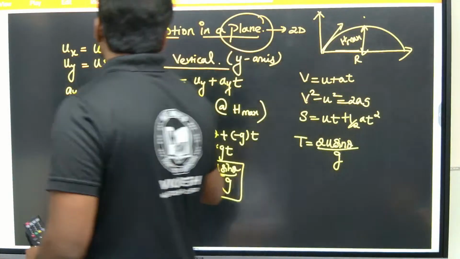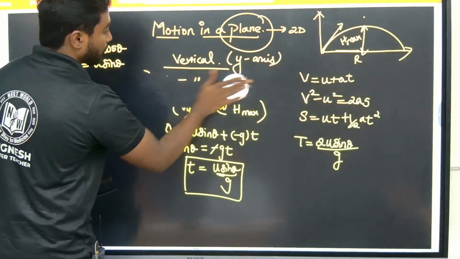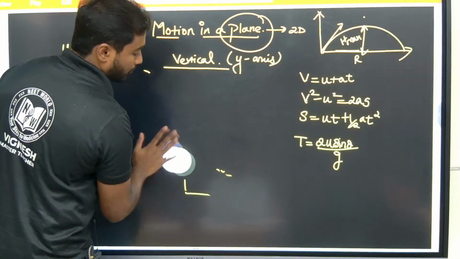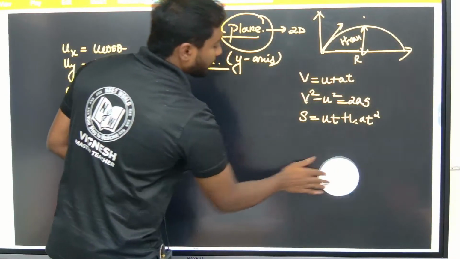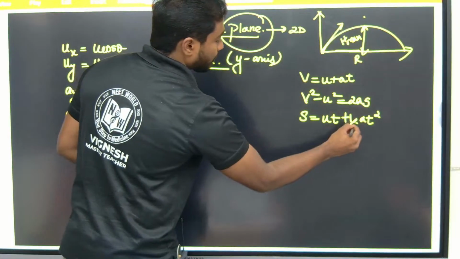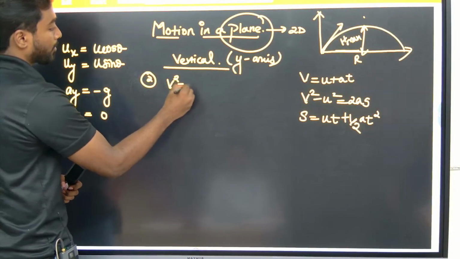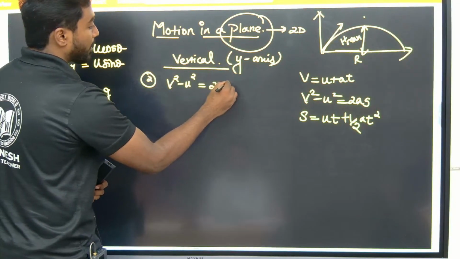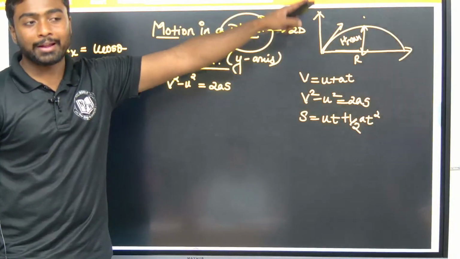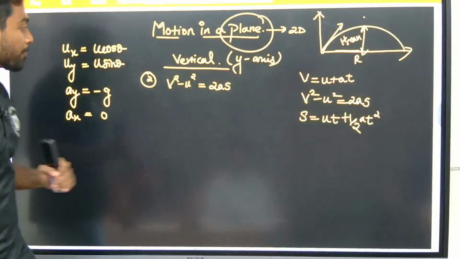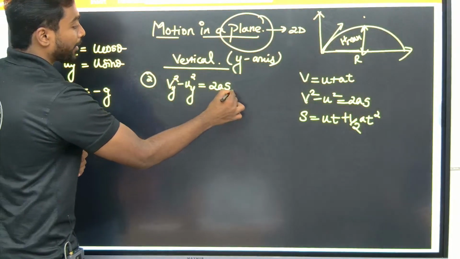So for vertical, first one we completed. We'll go for the second one. So what's the second equation? Second equation is v square minus u square equals 2as. So s is nothing but the displacement in the y direction, that is h max. Okay. So this is vy, uy, ay and sy.